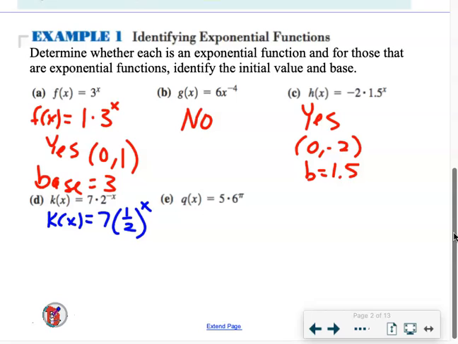Now, it is an exponential function. We still have an initial value. That's going to be 0.7 because that's our A value. But the base is actually 1/2. So we have to watch for that. That's kind of a little trick that they're going to do here.